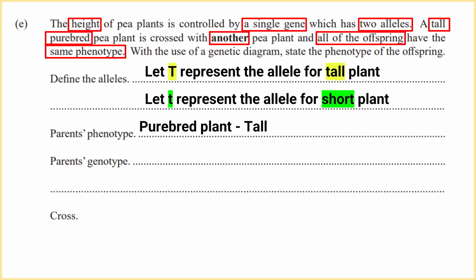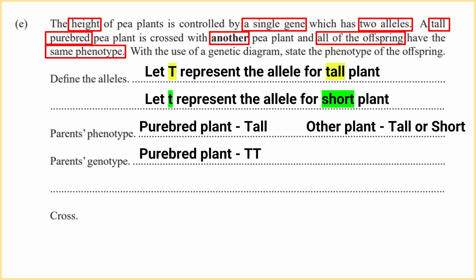In terms of the parent phenotypes, we are told that the purebred plant is a tall plant, and our other plant, we're not told its phenotype, but it will either be a tall plant or a short plant. Because we have defined our alleles, we can now list our parents' genotypes. And so our purebred plant is going to have a genotype of big T, big T.